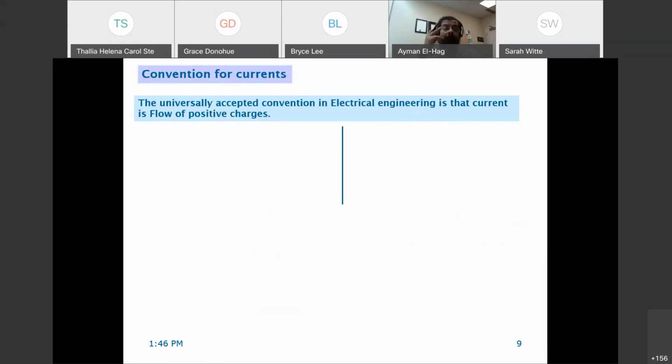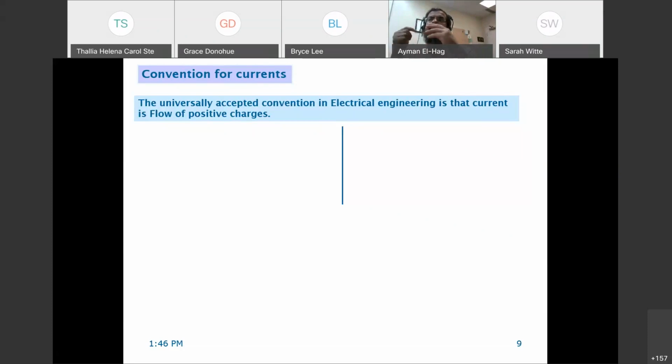Although we know that current is basically the flow of electrons, and that's what you are taught if you took a physics course, and this is the true current. The true current is the flow of electrons. However, for historical reasons, it is now universally accepted that the current is a flow of positive charges, and we will see the implications of this later on.